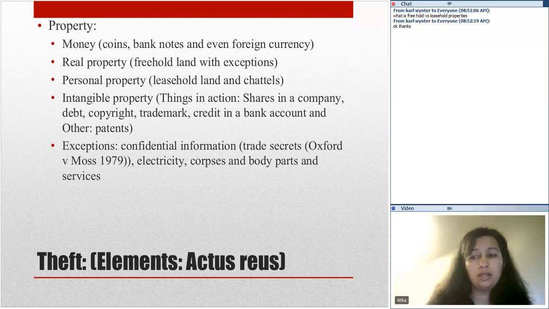Okay, so, and then later on there are exceptions. What are exceptions? Any confidential information is an exception. It's not your property. For example, trade secret. What are trade secrets? Trade secrets are, I'm working for a company.